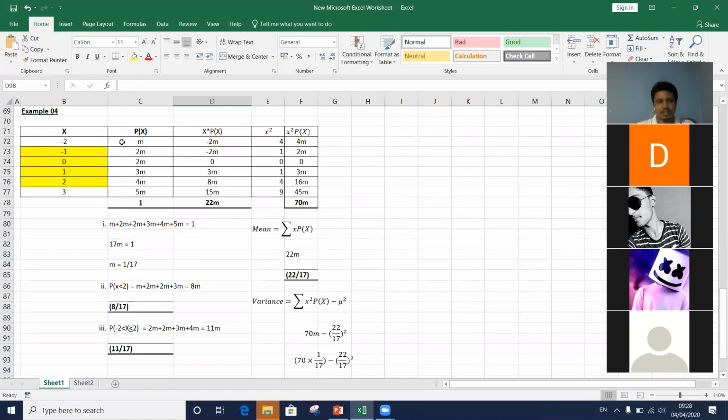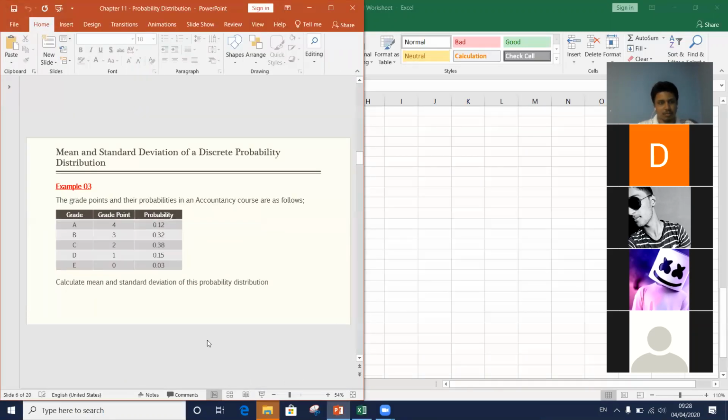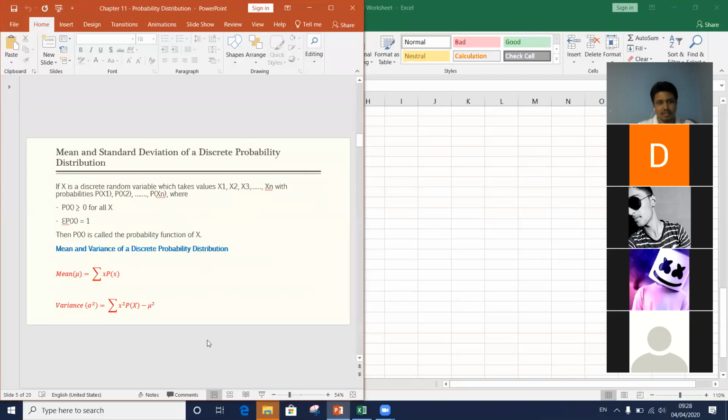Most of the times in your exams, it will be tested like this. It will not be like this, like in example 1, 2, 3.